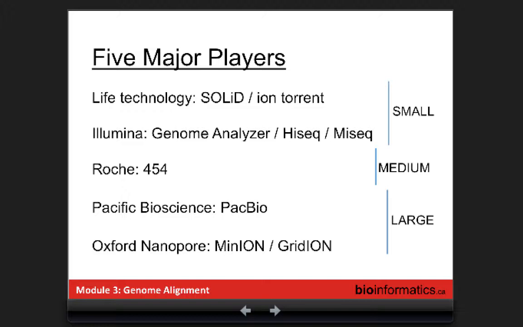What you have to know is 454 is now closed, so we still at the center offer some 454 run of sequencing, but the technology will die during the next year. And we have the large read technology with Pacific Biosciences, we developed the PacBio machine, and Oxford Nanopore, we developed the MinION and the GridION.